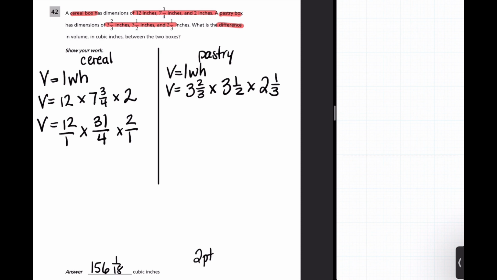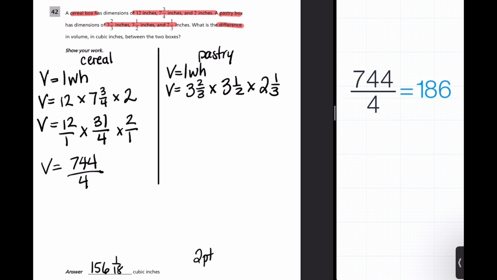Let's focus on this one first, and we'll multiply our numerators first. 12 times 31 times 2, and we get 744. And 1 times 4 times 1 is 4. I'm going to simplify that. 744 divided by 4 gives us 186.